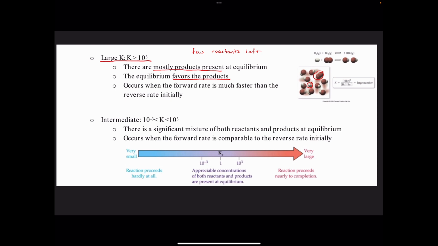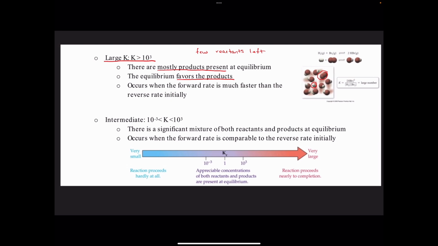And then finally, we can have an intermediate K. That's when K is between 10 to the negative third and 10 to the third. When that's the case, when we reach equilibrium, we have a significant mixture of both reactants and products at equilibrium. They're not necessarily equal, it's just that we have comparable amounts of both.